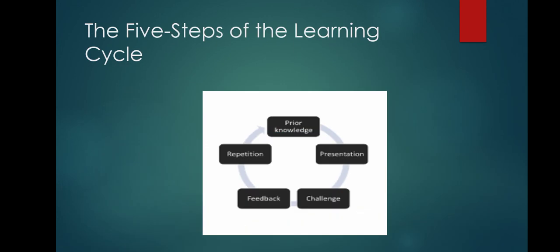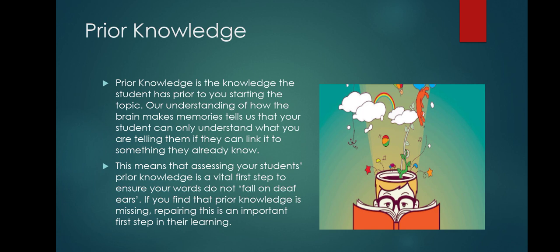There are 5 steps of the learning cycle. First is prior knowledge, then presentation, challenge, feedback, and repetition. So first, let's discuss prior knowledge. Prior knowledge is the knowledge that students have prior to your starting the topic.